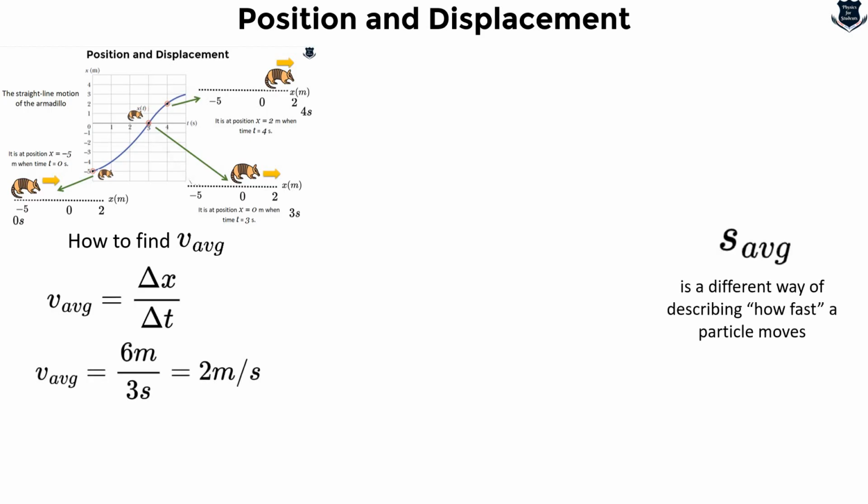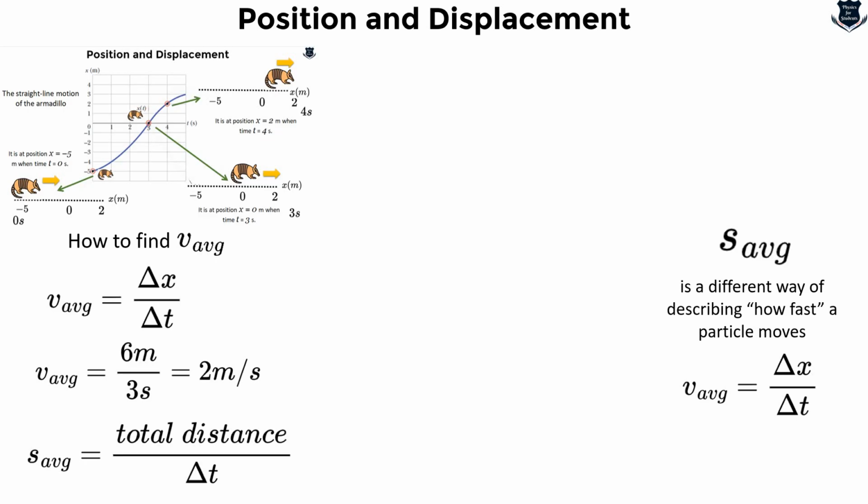But remember, there is one important thing: average speed is a different way of describing how particles move. The first one which we saw over here is basically the average velocity for a given time interval. But average speed is a different way of describing how fast a particle moves, because whereas average velocity involves the particle displacement, the average speed actually involves the total distance covered. So average speed, as you can see, is total distance by the change in time.